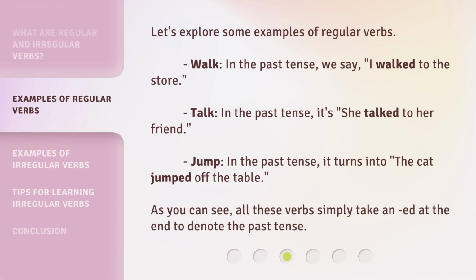Let's explore some examples of regular verbs. Walk. In the past tense, we say, I walked to the store. Talk. In the past tense, it's, she talked to her friend. Jump. In the past tense, it turns into, the cat jumped off the table. As you can see, all these verbs simply take an -ed at the end to denote the past tense.